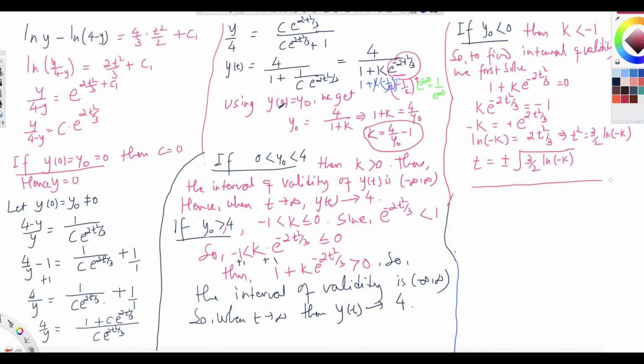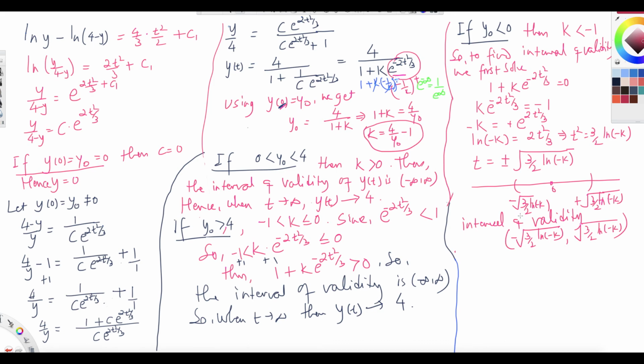Okay, so now we need to find the interval of validity. So this is the negative value, the negative root of that value, and there is a positive root, plus the square root of 3 over 2 natural log of negative k. Since 0 is in the middle, because this is positive and this is negative, this is the interval of validity, because y sub 0, this 0, falls in the middle, right? The interval of validity is negative square root of 3 over 2 natural log of negative k to positive square root of 3 over 2 natural log of negative k. This is the interval of validity.